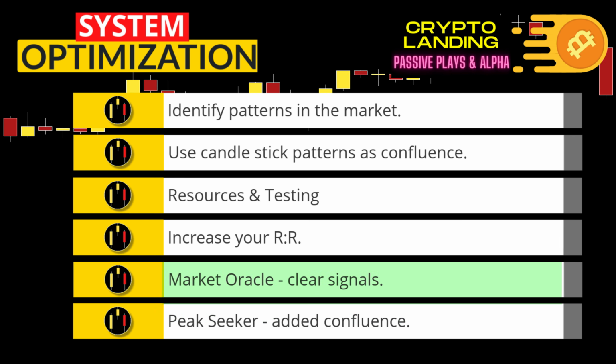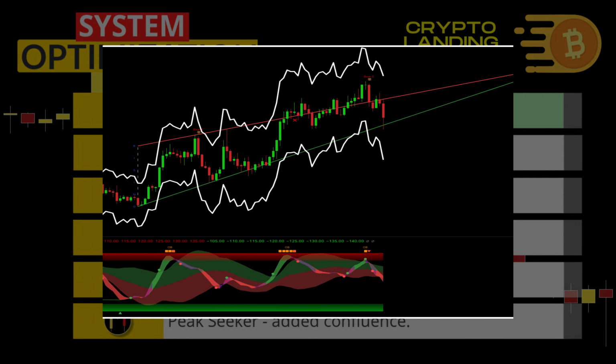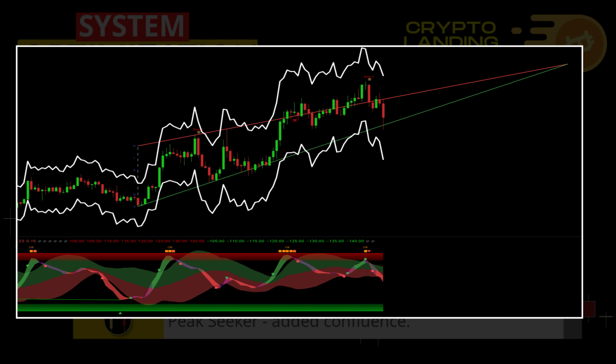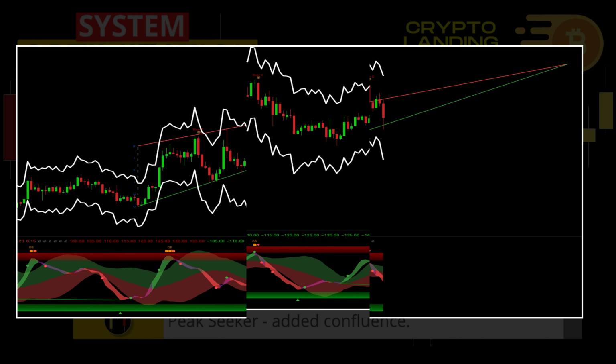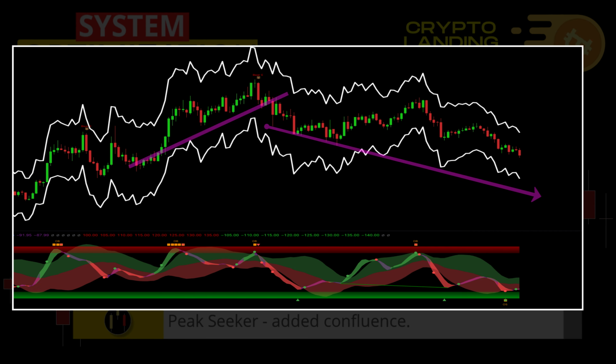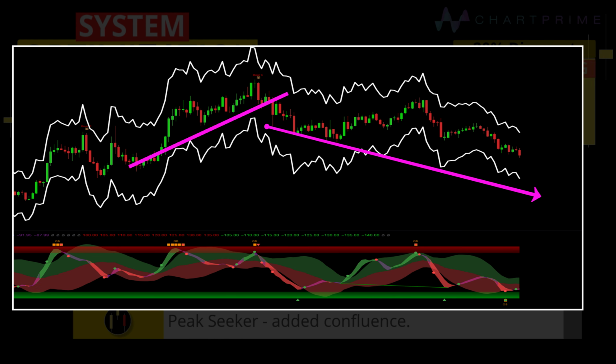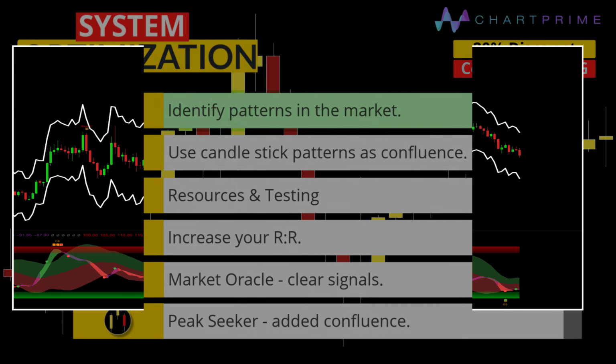I have 6 ideas on how we can improve this system. First, you can use another Chart Prime indicator called automatic pattern detector. Here we can see a triangle that the algo detected. And then we can see after the break of that channel, there is a nice bearish move.